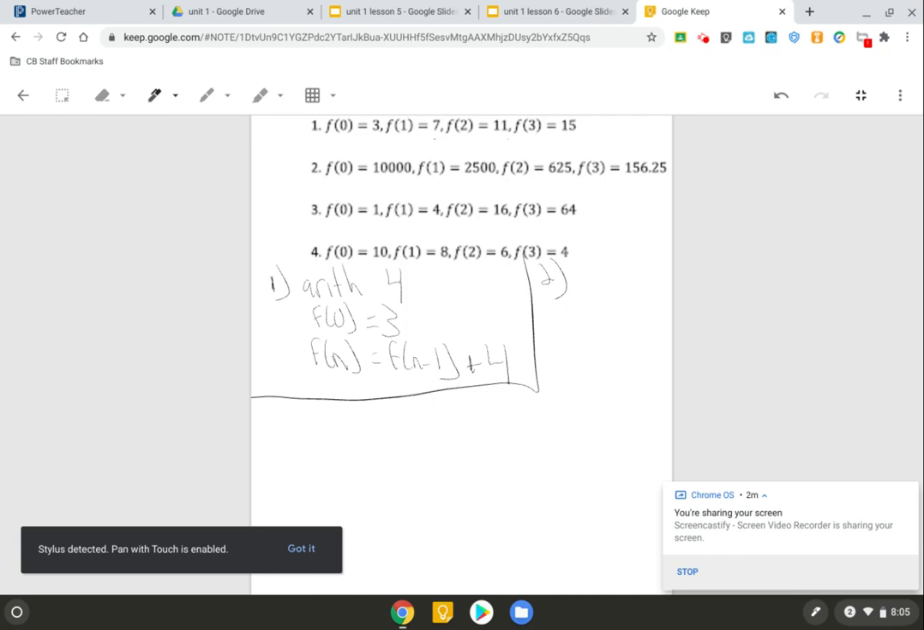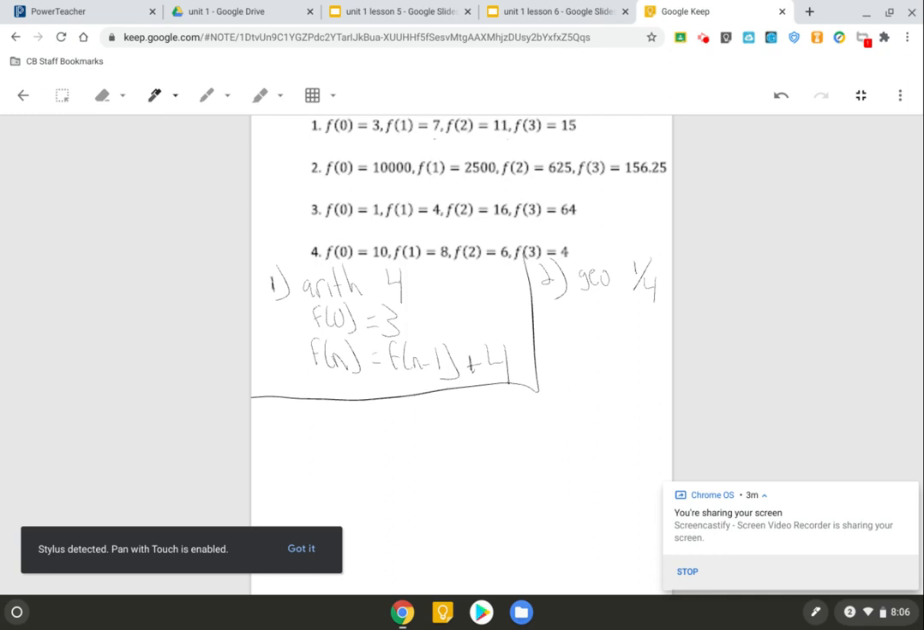Let's look at number 2. We go from 10,000 to 2,500 to 625. Clearly, it's not arithmetic. Let's check and see if it could be geometric. I'm checking on my calculator right now, and it looks like we're dividing by 4. 10,000 divided by 4 is 2,500. 2,500 divided by 4 is 625, and so on. So this is a geometric sequence, and our common ratio is not 4. Our common ratio is 1/4.